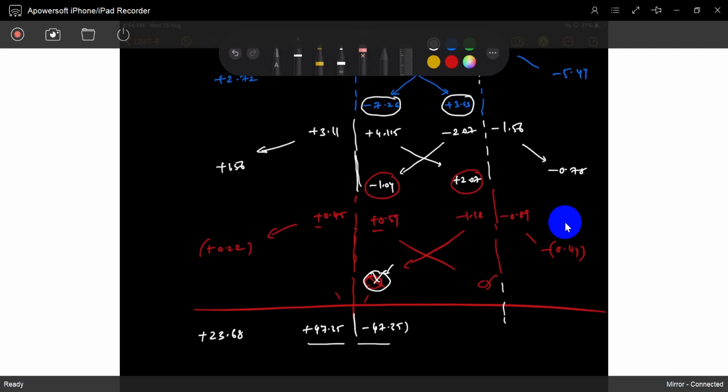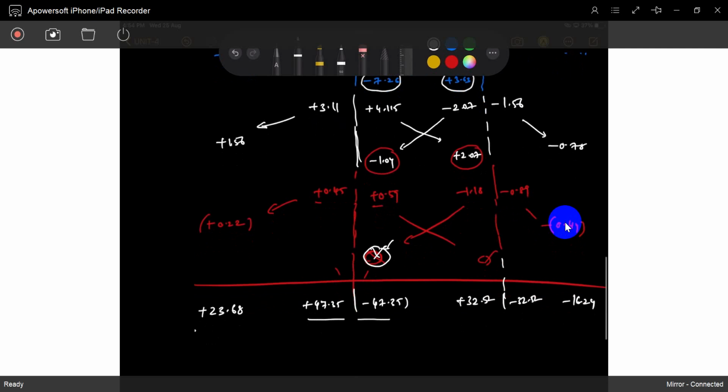You will get 0.56 something, okay, 0.58 something. So that is a very small difference. If you want to write it, see it: plus 32.52, minus 32.52, here 16.24. That's it. That's the moment. In non-sway analysis, that's the end of the problem.